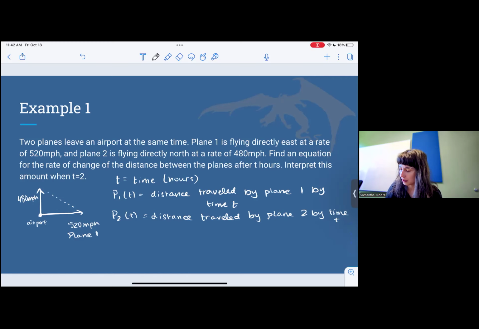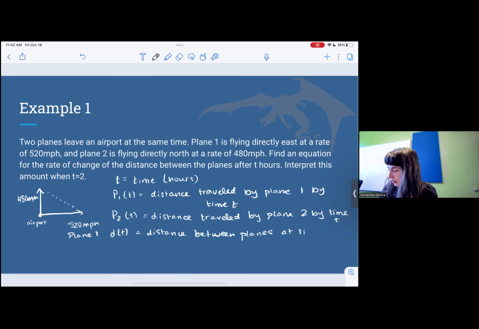And so then this last thing that we care about is the actual distance between my planes. So, distance between the planes at time t. It's very important that you directly write this out, especially since we aren't given the notation for these things, so that your reader understands what you're doing in the rest of the problem. We've made it very clear what we mean by all of our variables. Okay, cool. So we've figured out our variables.